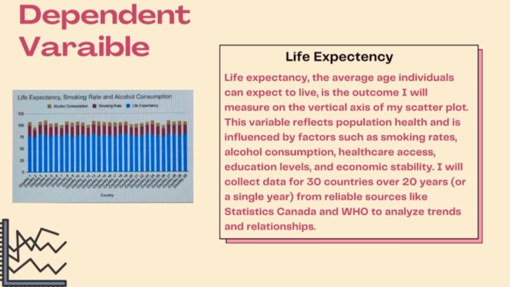The graph I created is a scatter plot that shows life expectancy compared to factors like smoking rates or alcohol consumption. Each point represents a country. Trends reveal correlations. A downward trend suggests higher smoking or drinking lowers life expectancy, while no trend shows no clear relationship. This helps analyze how these factors impact health globally.